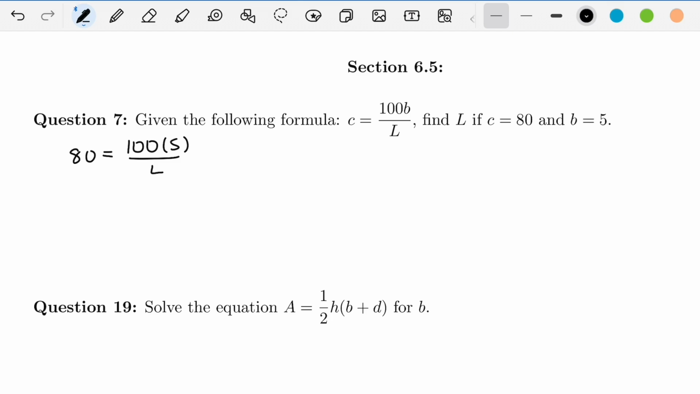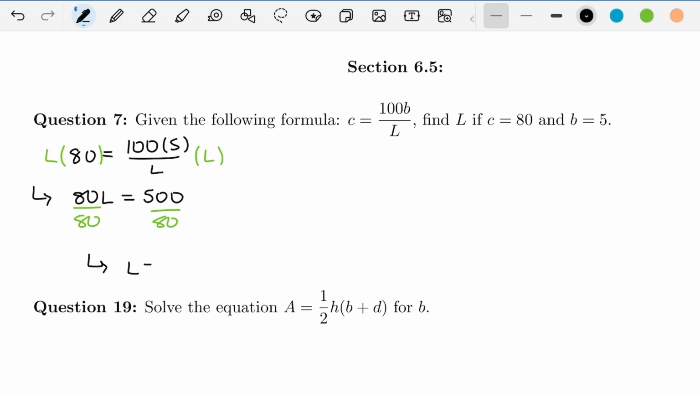So we want to find L, so we're going to have to isolate it. So the first thing we're going to do is we're going to get it out of the denominator of this fraction, and we can do that by multiplying by L on both sides. Doing this, we're going to get 80 times L is equal to 100 times 5, so 500. Lastly, to get L completely alone, we'll just divide by 80 on both sides.